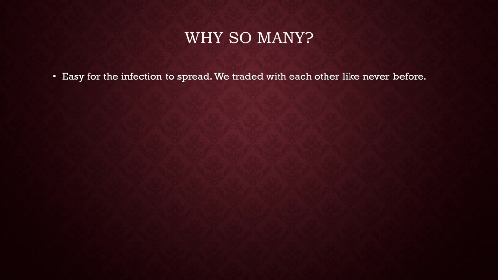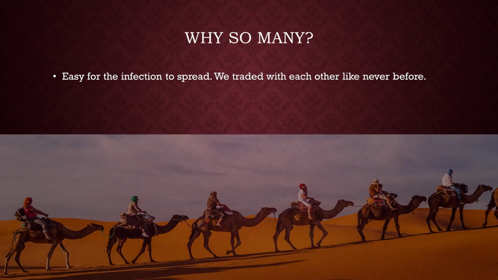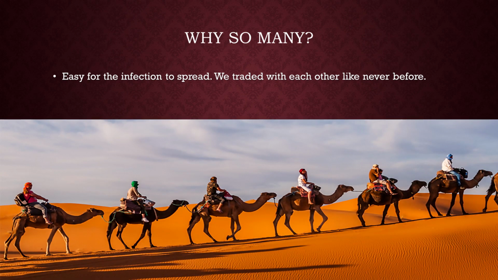Why so many? Well, it was easy during this time for the infection to spread. Most societies during this time had become more and more global. They traded with one another. Also, the ships during this time had evolved and people used to trade between cities and between countries a lot. We also have the Silk Road, which also contributed to the spread of the plague.